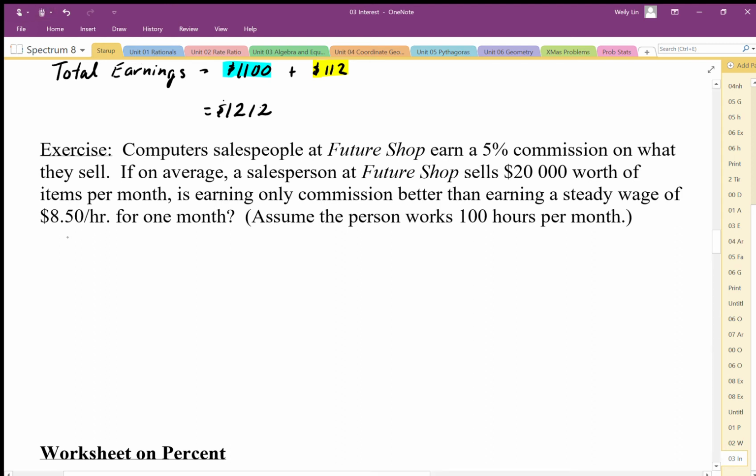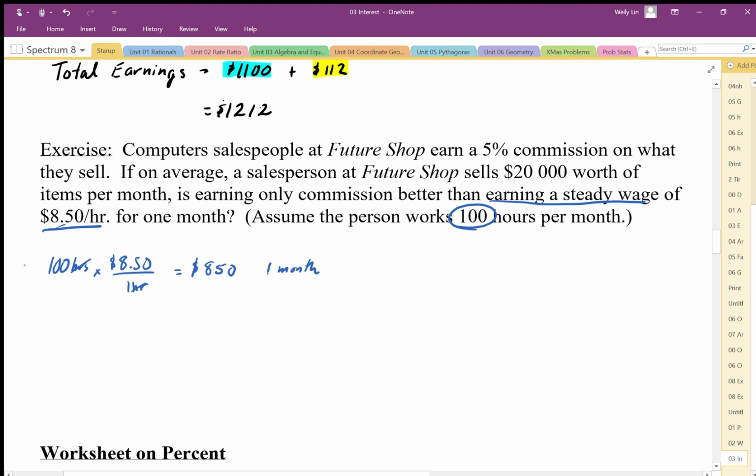So let's do earning a steady wage. We're going to use 100 hours, and we're going to do $8.50 per hour. The hours are going to cancel out here. We multiply this, and we end up with $850 of earnings for the month. This is for one month.